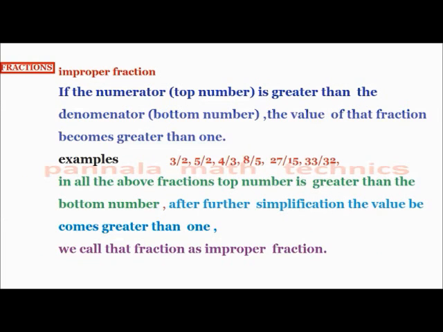If the numerator is greater than the denominator, the value of that fraction becomes greater than 1. Examples: 3 by 2, 5 by 2, 4 by 3. In all the above fractions, the top number is greater than the bottom number. After further simplification, the value becomes greater than 1. We call that fraction an improper fraction.